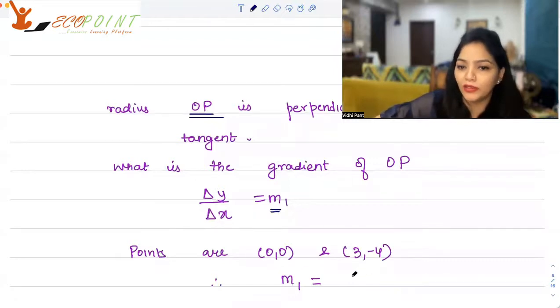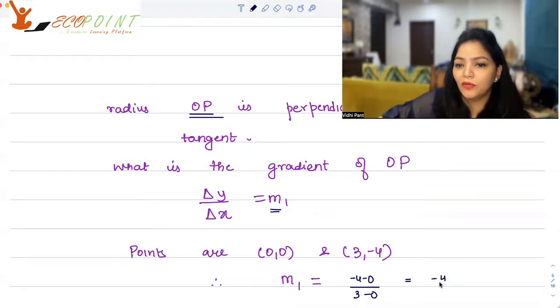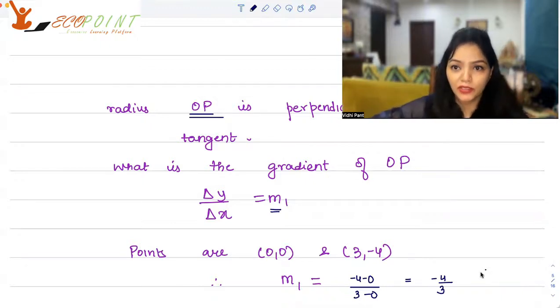What is M1? Change in y is -4 - 0. Change in x is 3 - 0. That means -4/3 is what you get as the slope of the perpendicular to the tangent.